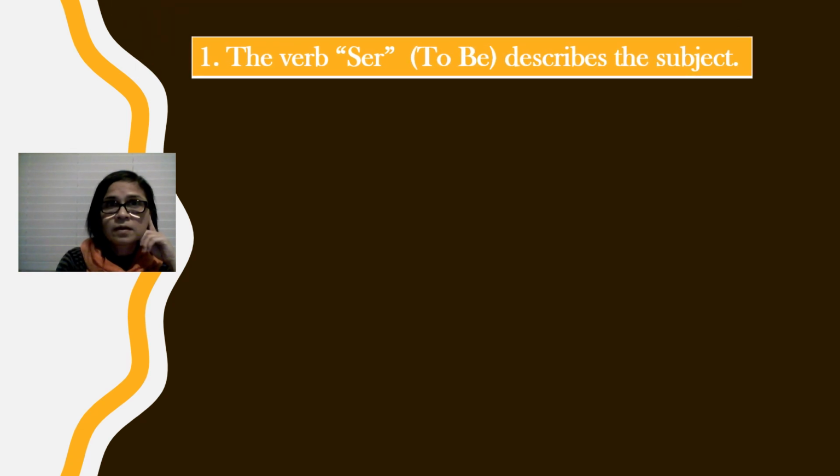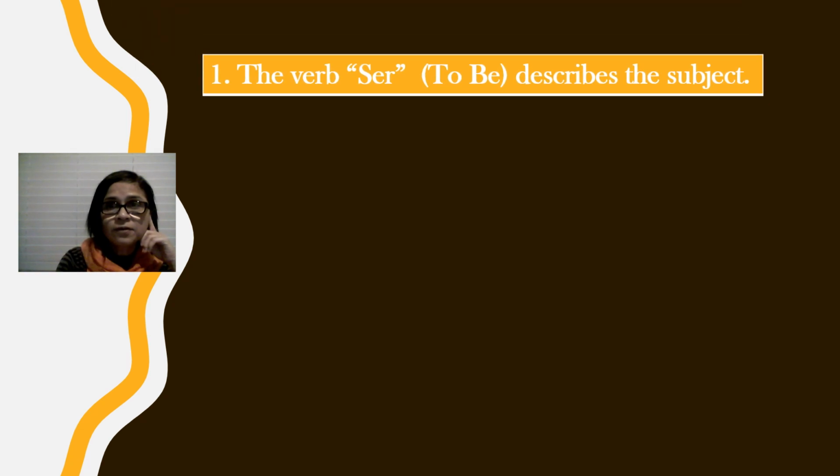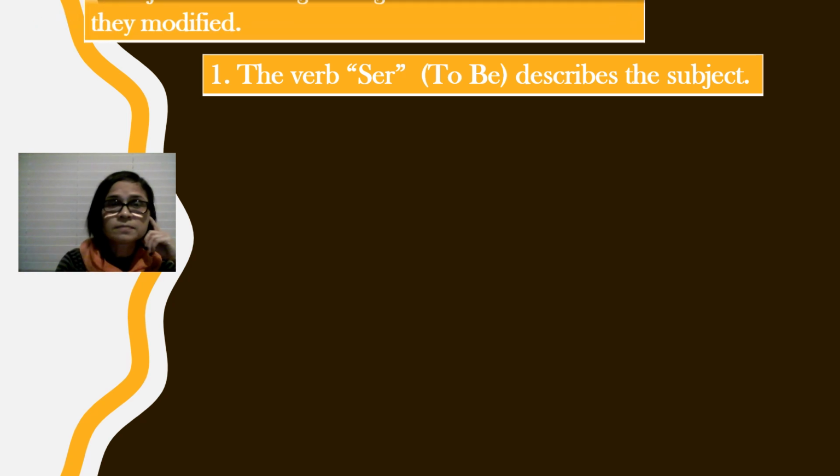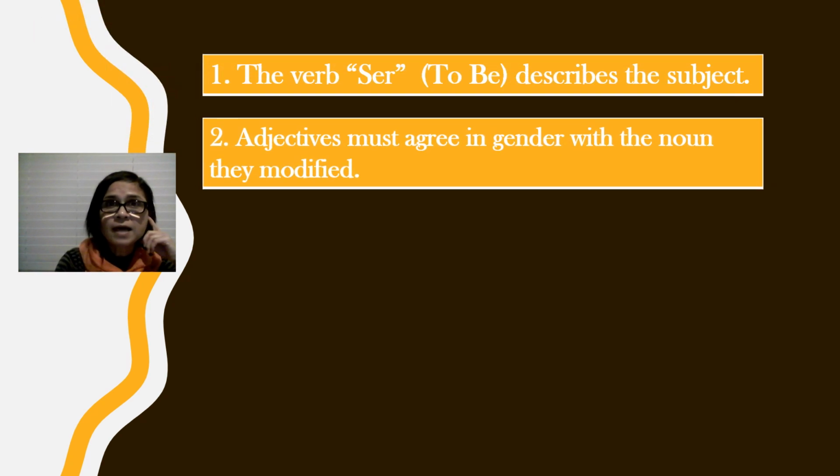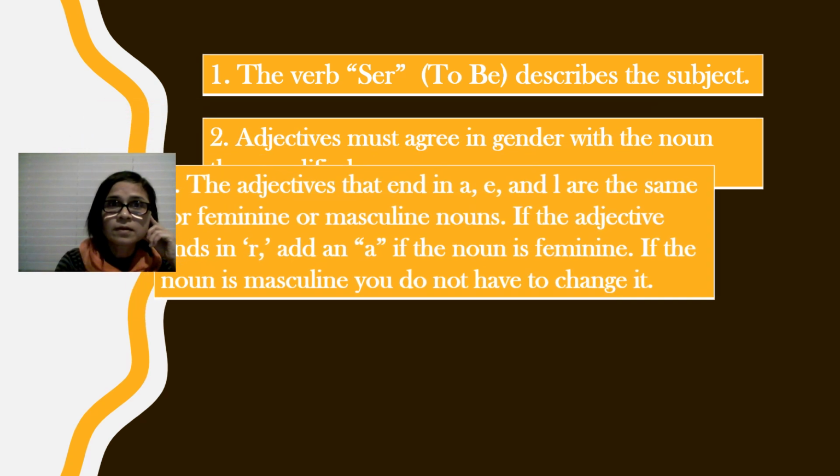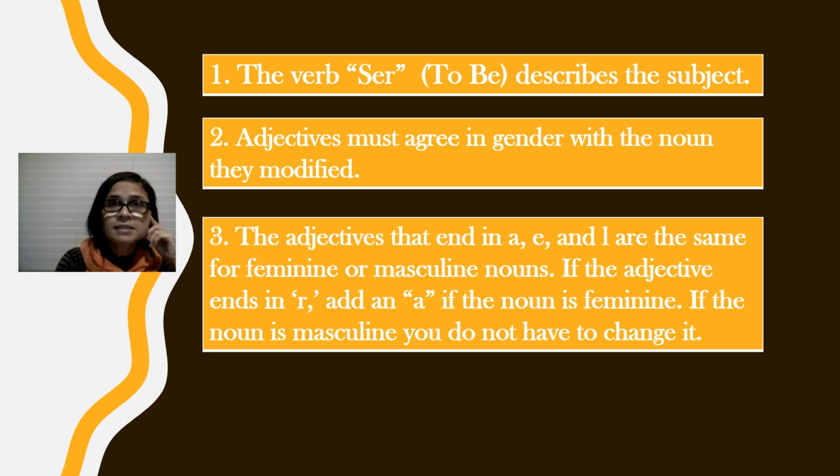Okay, class, here are some of the points that we covered in this video. First, the verb ser, which means to be, has three situations, but we covered only one in this video, and it is when we describe the subject. Two, adjectives agree in gender with the noun they modify. Three, the adjectives that end in A, E, and L are the same for both genders.